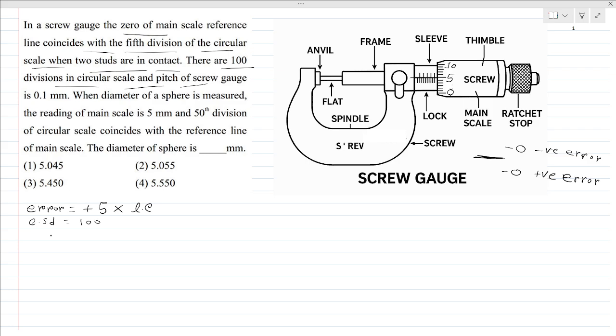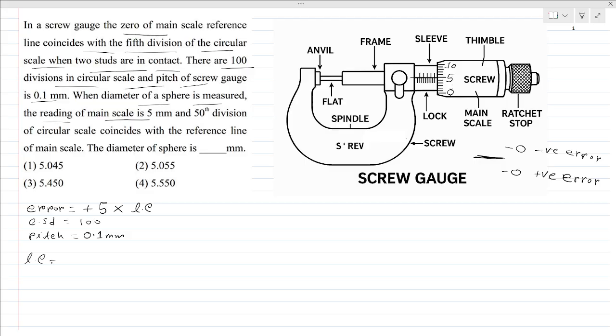And the pitch of the screw, that is given as 0.1 millimeter. When the diameter of a sphere is measured, the reading of the main scale, so that means we need to calculate the value. But before calculating the value, let's first calculate the least count from the given values.